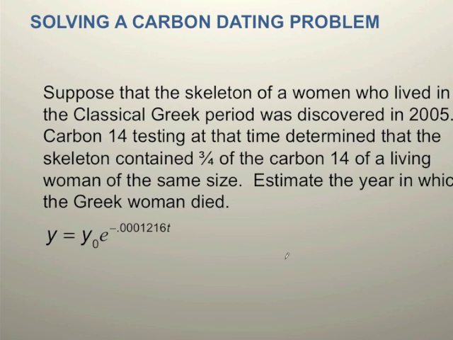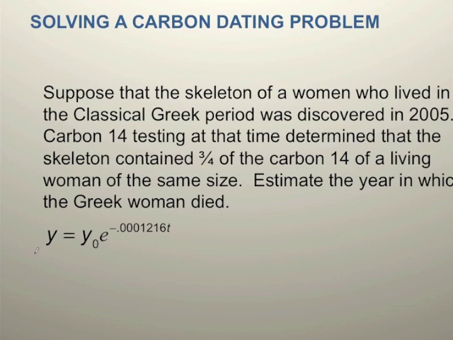where y sub 0 is the amount in living plants and animals. Let's go ahead and use that. So suppose the skeleton of a woman who lived in the classical Greek period was discovered in 2005. Carbon-14 dating at the time determined that the skeleton contained 3/4 of the carbon-14 of a living woman of the same size. Determine the year in which the Greek woman died.